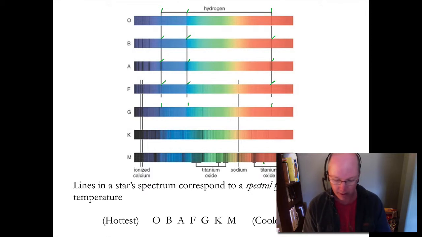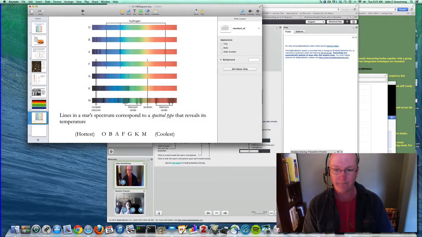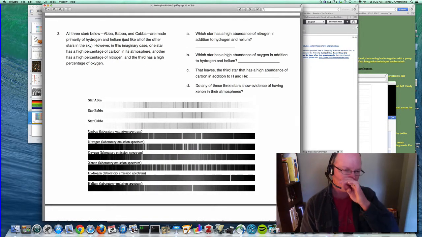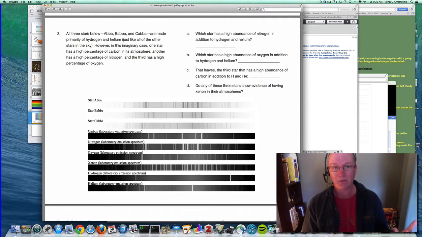Now if we look at the activity that we're not handing in because we needed the specialized equipment to do that activity, I just wanted to show you one of the pieces of that, which is a discussion of how to identify, given a full stellar spectrum, what happens to be in the atmosphere of the star.